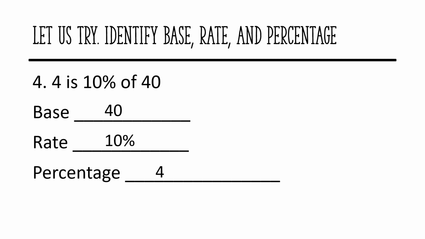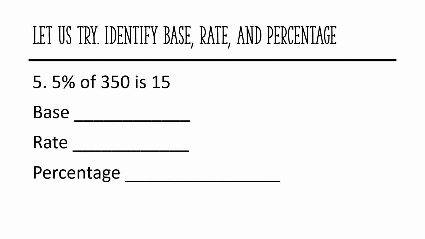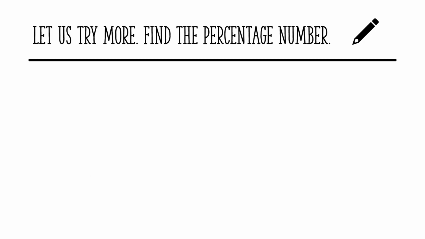Good job, everyone. All right, number 5: 5% of 350 is 15. Can you identify the base, rate, and percentage? Yes, we can. What is the base? Very good, 350. What is the rate? Very good, 5%. Why? It is because it has the percent symbol. And what is the percentage number? Very good, 15.